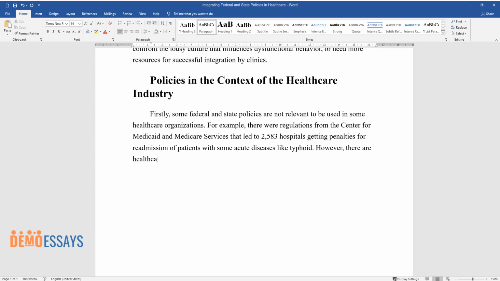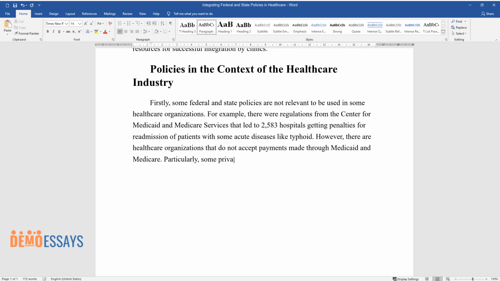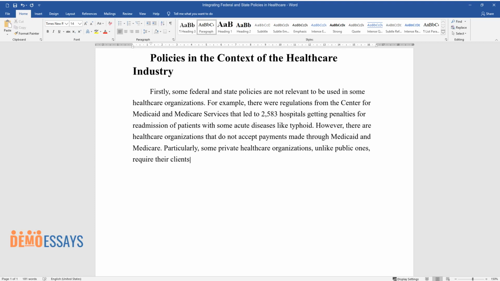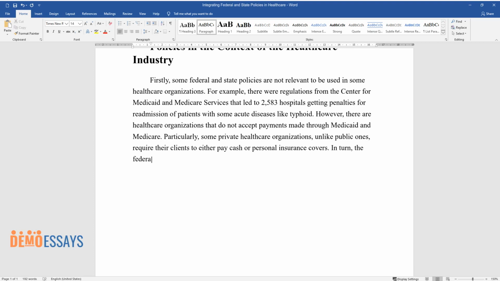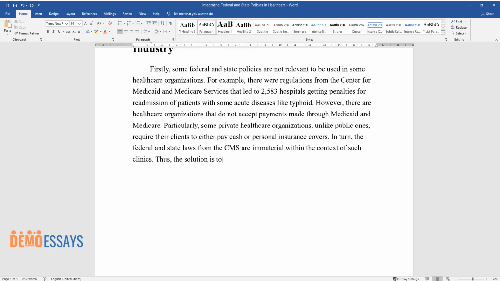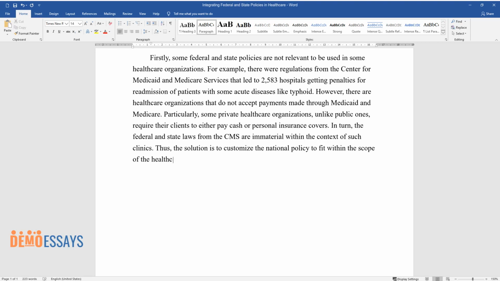However, there are healthcare organizations that do not accept payments made through Medicaid and Medicare. Particularly, some private healthcare organizations, unlike public ones, require their clients to either pay cash or personal insurance covers. In turn, the federal and state laws from the CMS are immaterial within the context of such clinics. Thus, the solution is to customize the national policy to fit within the scope of the healthcare organization.